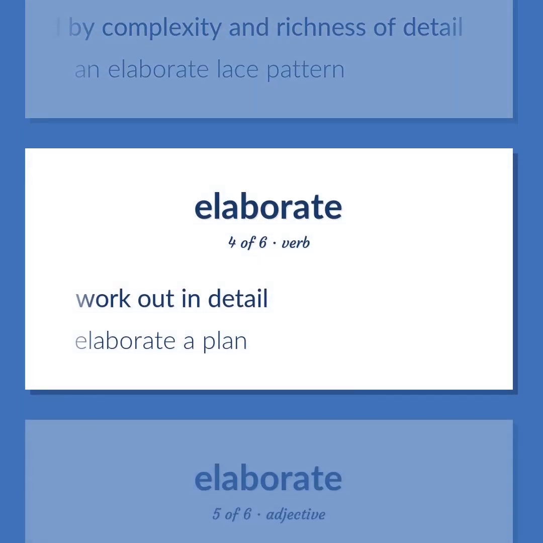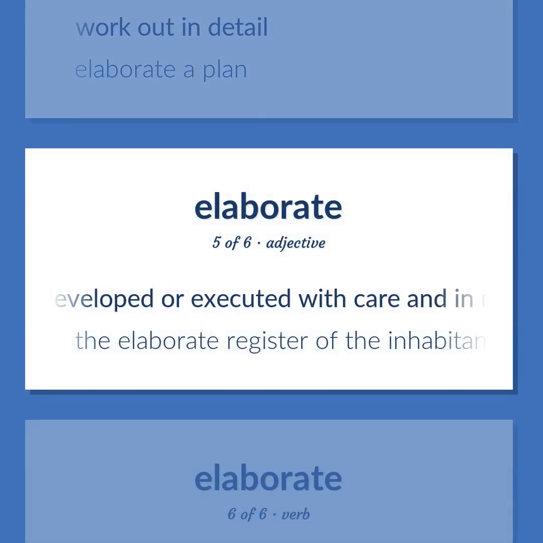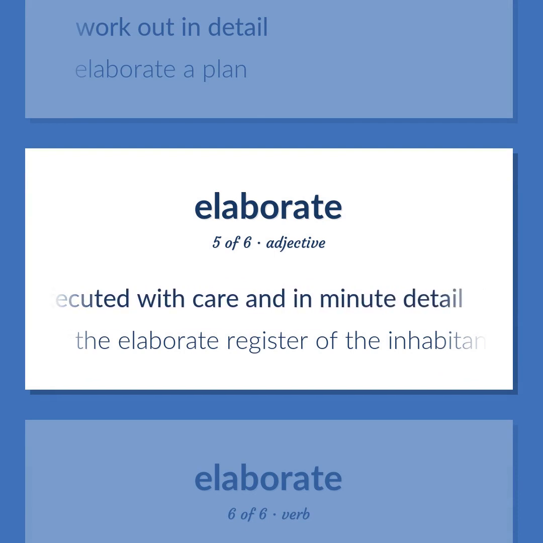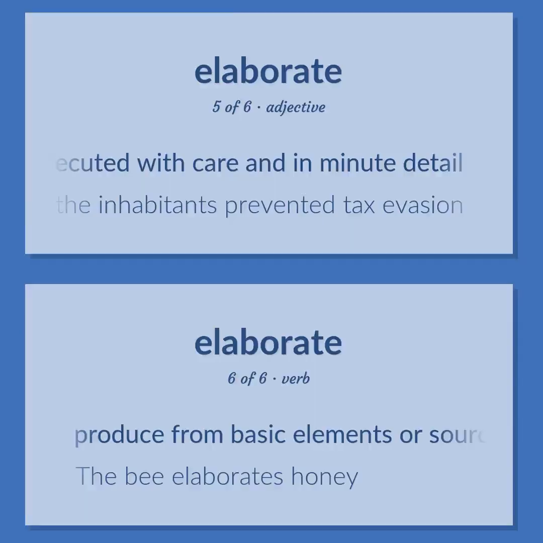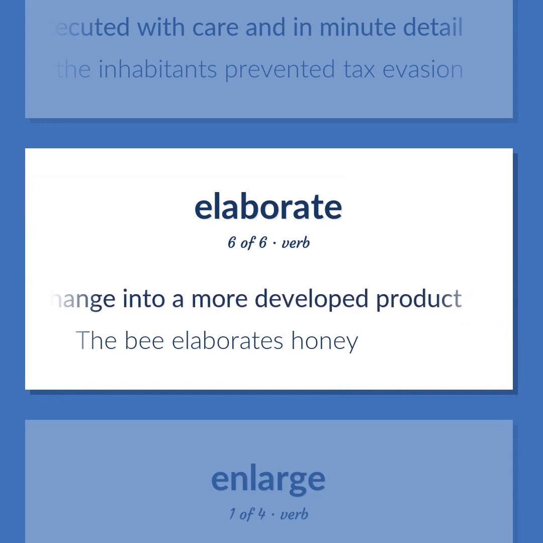Work out in detail. Elaborate a plan. Developed or executed with care and in minute detail. The elaborate register of the inhabitants prevented tax evasion. Produce from basic elements or sources, change into a more developed product. The bee elaborates honey.